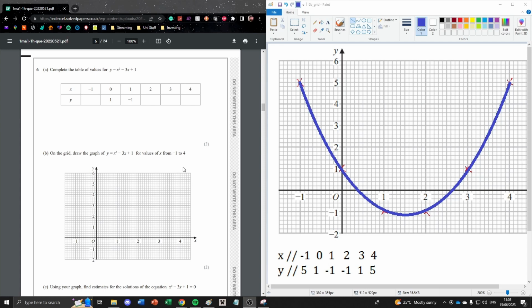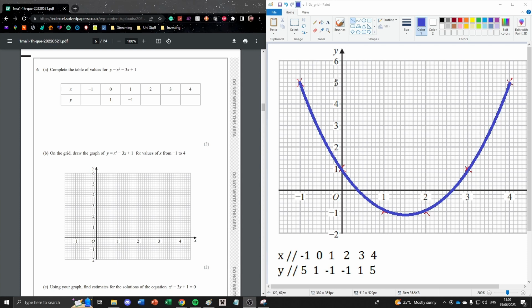Part B of question 6 now asks us to use the table of values we have just made to plot the graph of this equation between the x values minus 1 and 4. And so using the table of values down here, we're going to look at each pair of x and y coordinates to plot points. So here, here, here, here, here, and here. And then we're going to connect up these points.